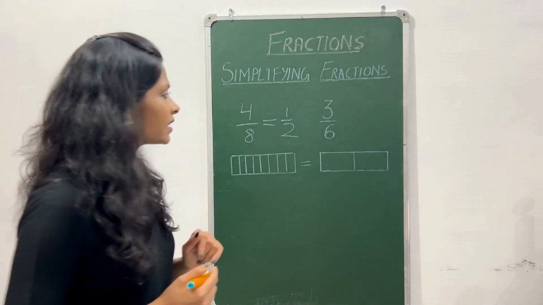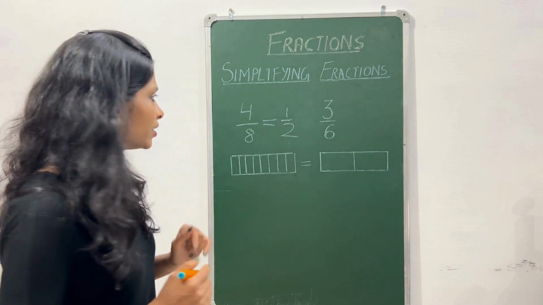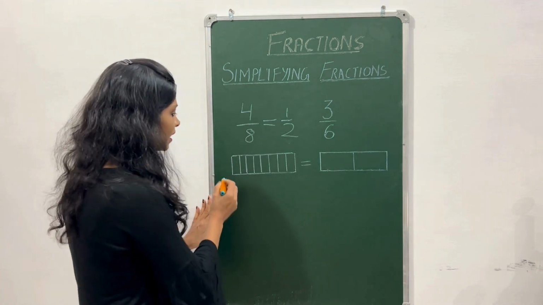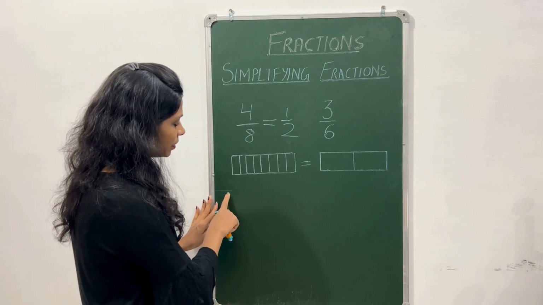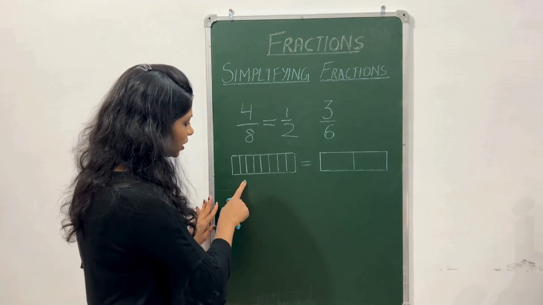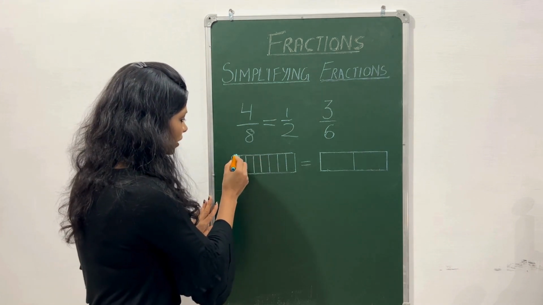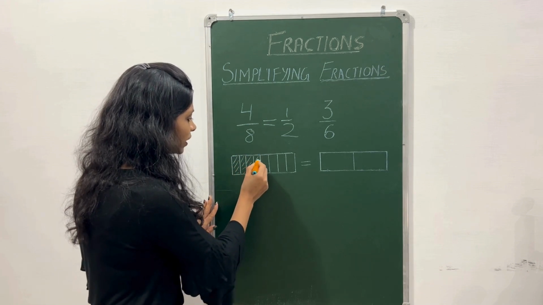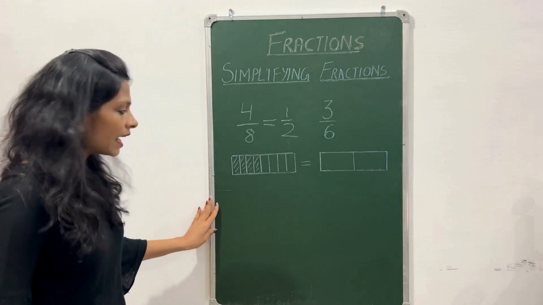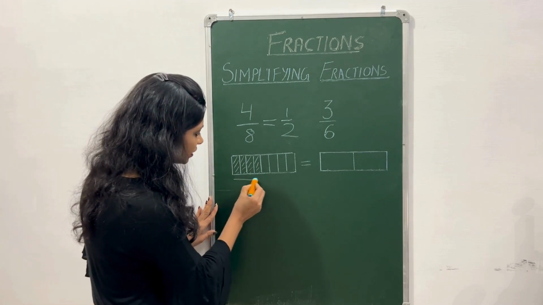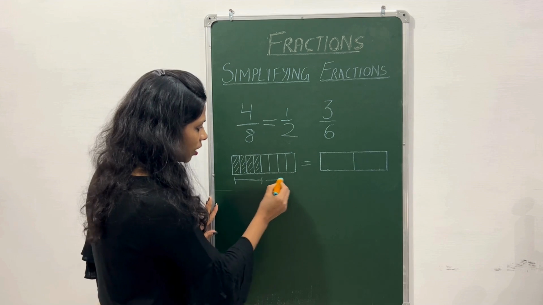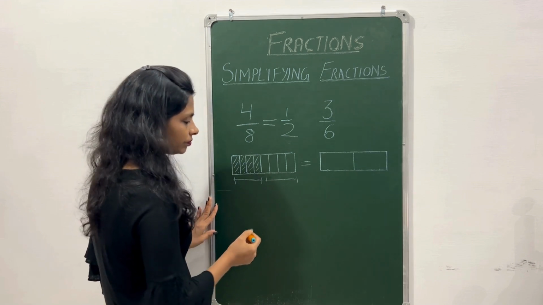Now let's understand simplifying fractions in this video. So I was saying 4/8 was equal to 1/2. Let's understand by this example. Now in this figure, 4 over 8 will represent 4 shaded portions out of the 8 equally divided portions. And as you can see, this is this much shaded area out of the total area.